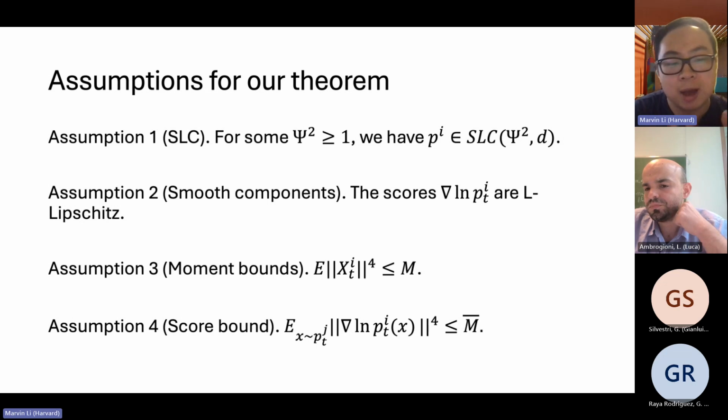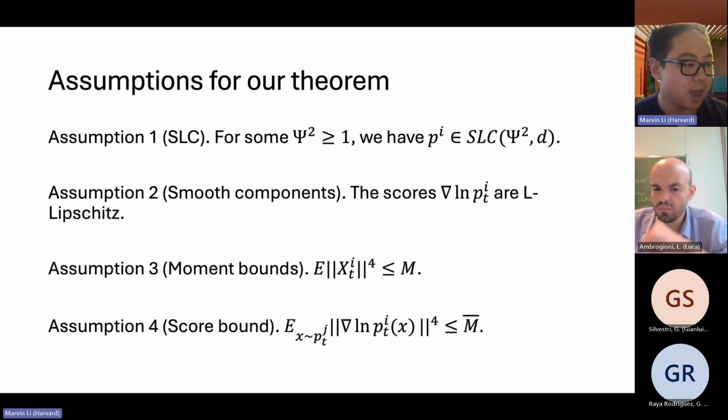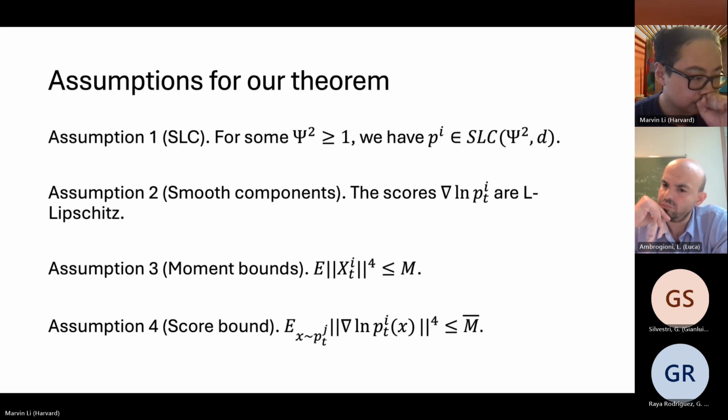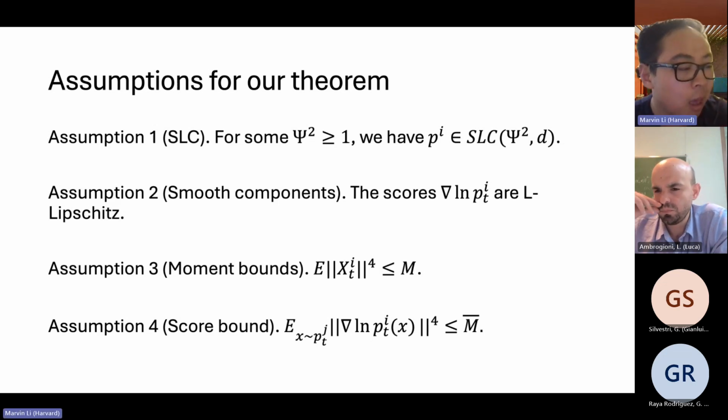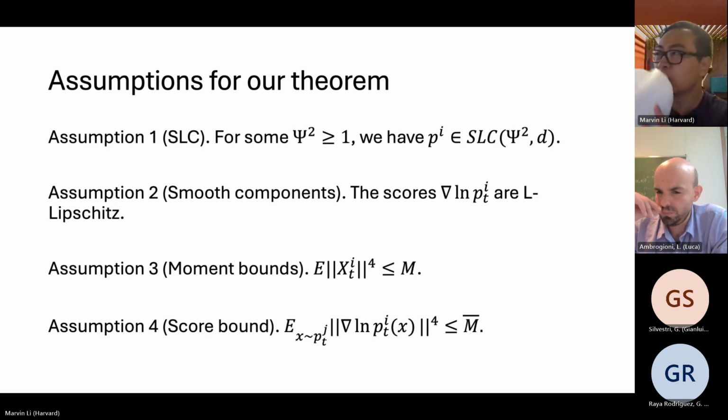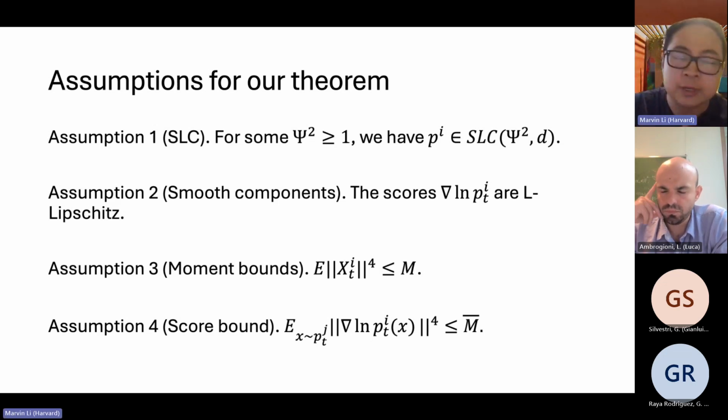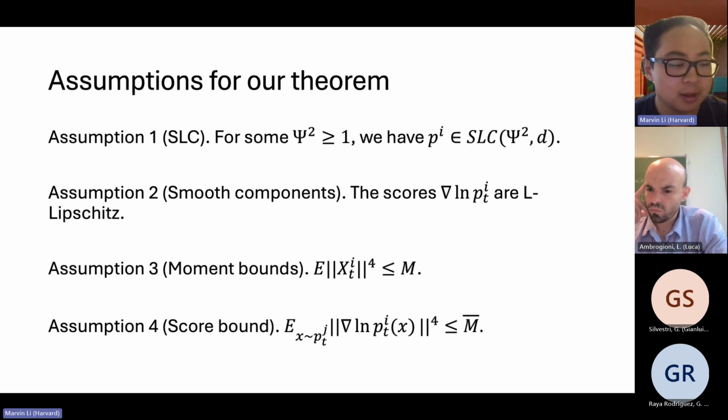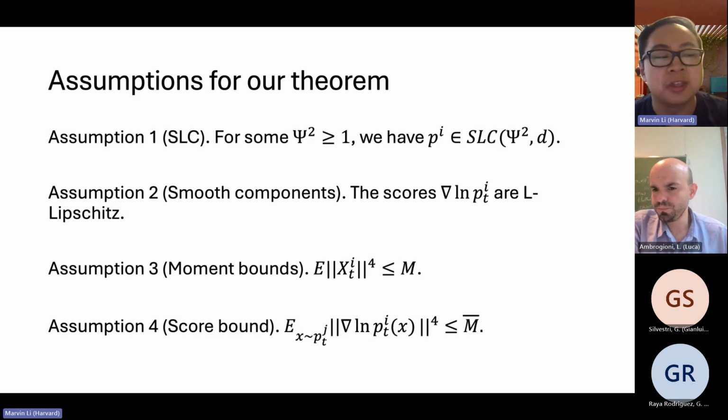Let's say the S target is the same thing as S initial, right? We want to show that if we denoise up to T hat, and T hat is very small, they produce the same distribution.